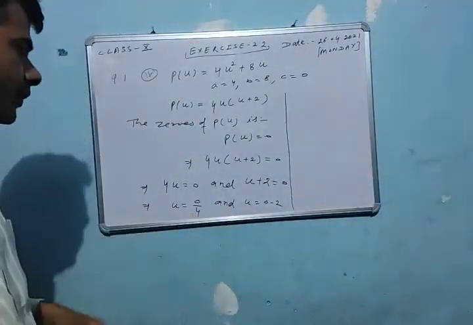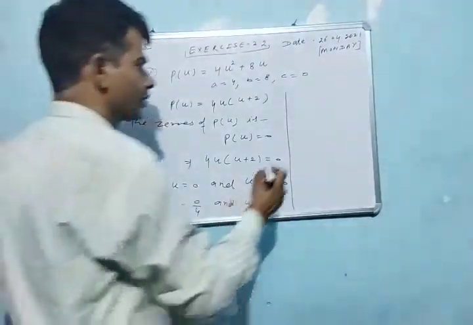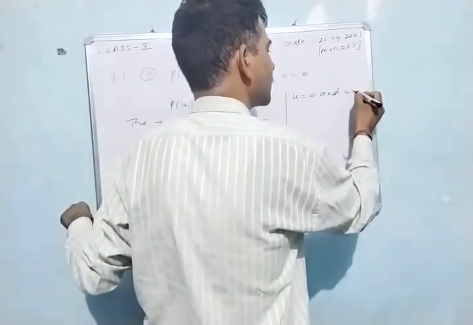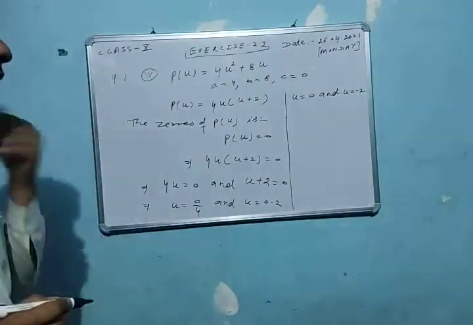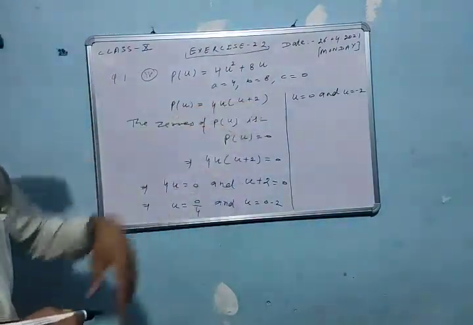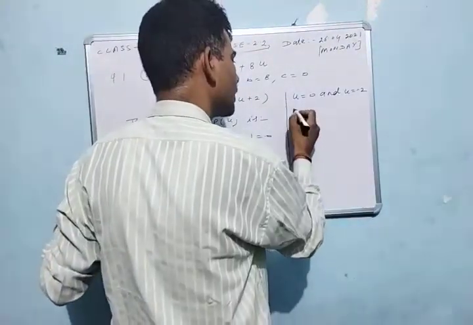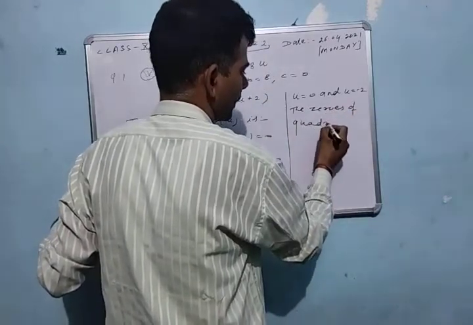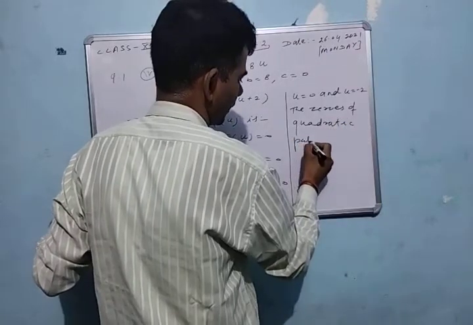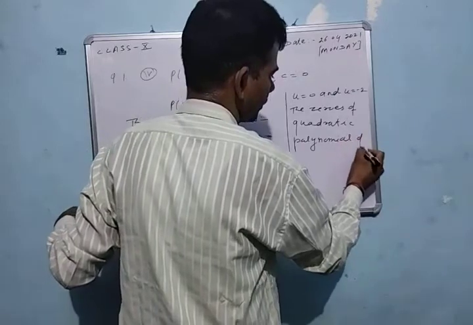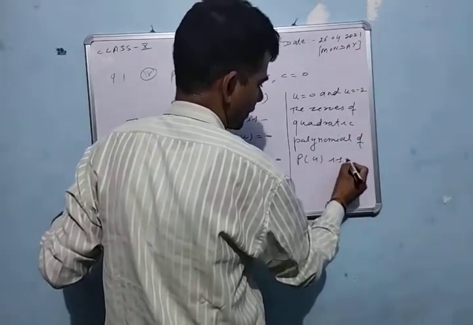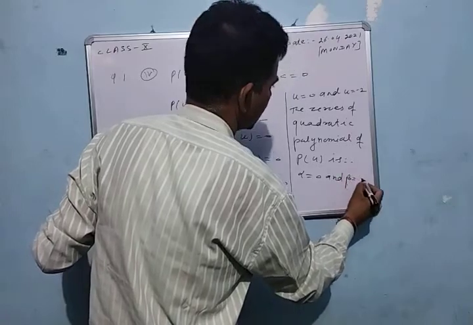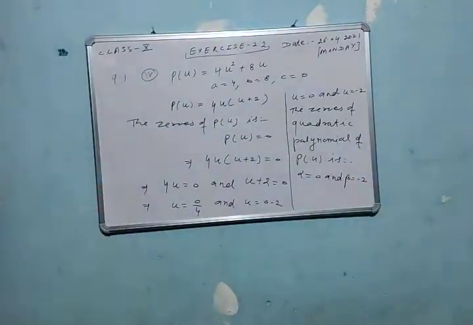Now student, 0 divided by 4 is 0. So student, u is equal to 0 and u is equal to minus 2. Therefore, the zeros of the quadratic polynomial P of u are alpha is equal to 0 and beta is equal to minus 2. Alpha is equal to 0, beta is equal to minus 2.